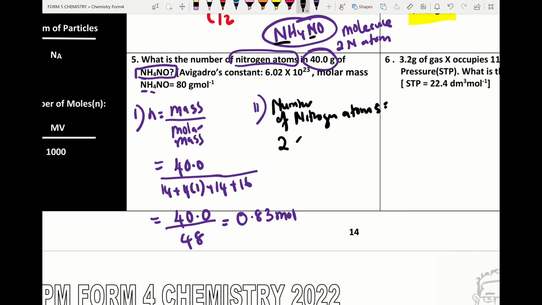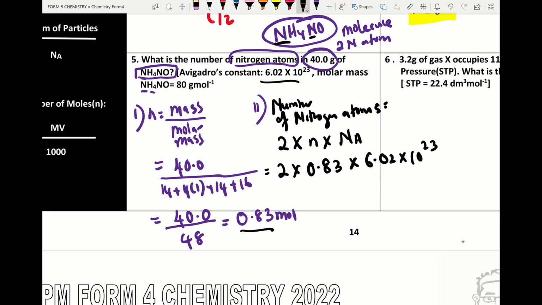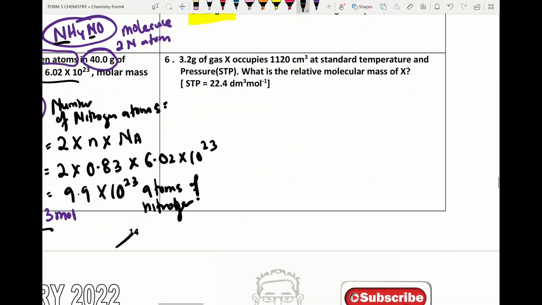So I put 2 nitrogen atoms times the number of mole times the Avogadro constant. So 2 times the number of mole 0.83 times the Avogadro constant, which is 6.02 times 10 to the power of 23. So the answer will be 9.9 times 10 to the power of 23 atoms of nitrogen. Alright, so this is the answer. So we go for the last question.